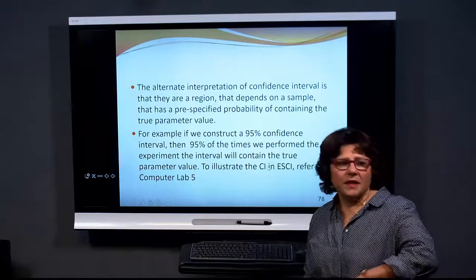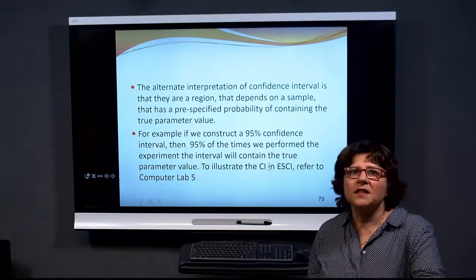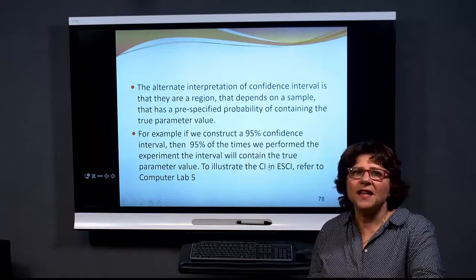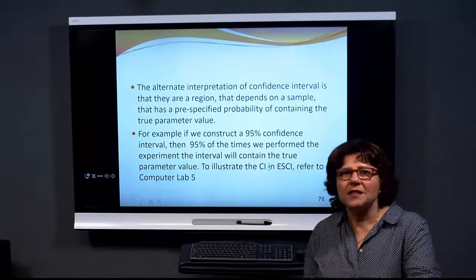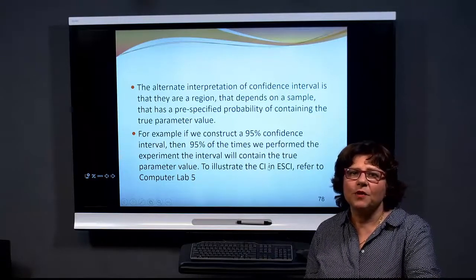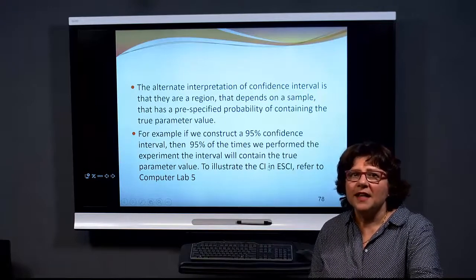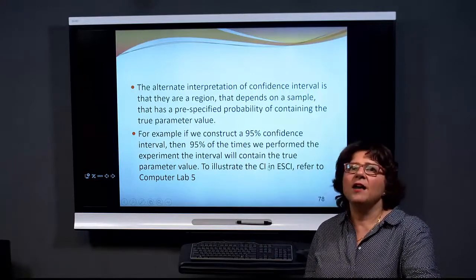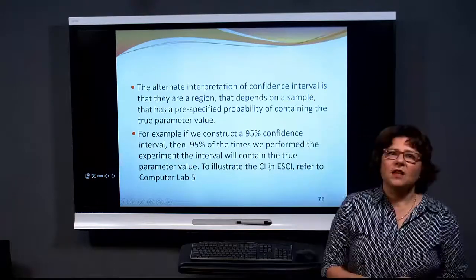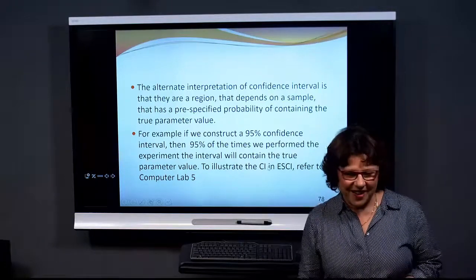The alternate interpretation of confidence interval is that they are a region that depends on a sample that has a pre-specified probability of containing the true parameter value. For example, if we construct a 95% confidence interval, then 95% of the times we perform the experiment, the interval will contain the true value. Please refer to your computer lab file. Thank you.